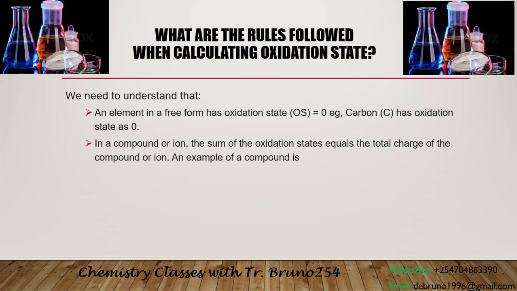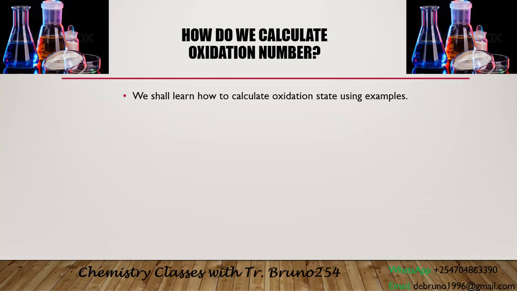What if it is a compound or an ion? In such a case, the sum of oxidation states equals the total charge of the compound or ion. An example of a compound is the one represented in the chemical formula H2Cr2O7. We need to know how to calculate oxidation numbers, and the first example is calculating the oxidation state of chlorine in potassium chloride.